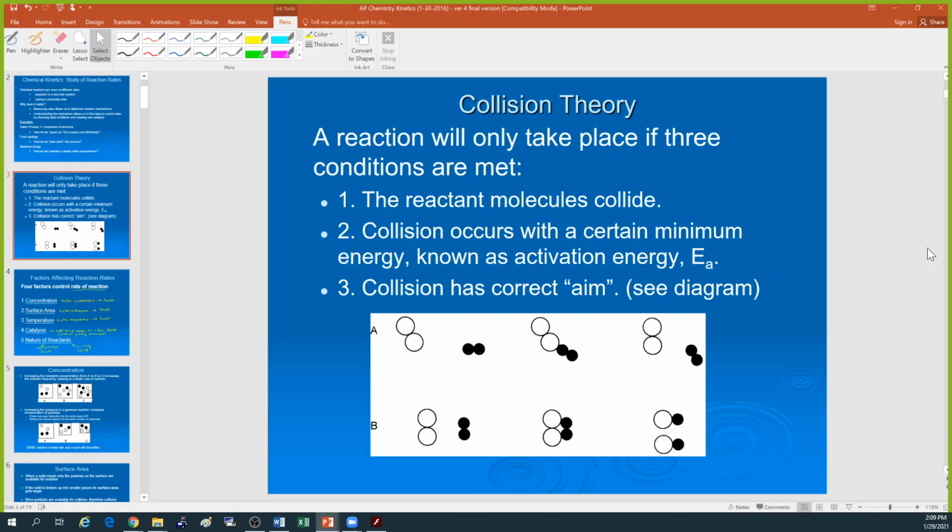Two, that collision has to have a minimum energy that we're going to later define as the activation energy. Why does it need a minimum energy? Well, in order to make something new, we have to break what's already there.